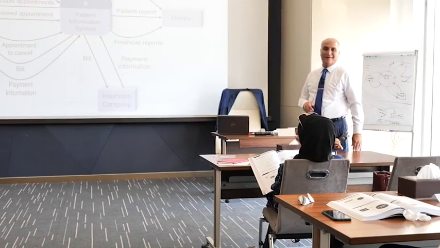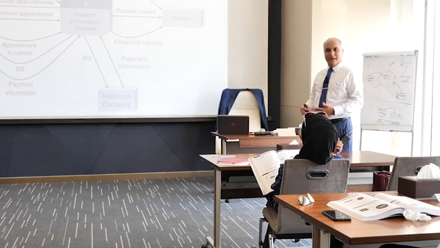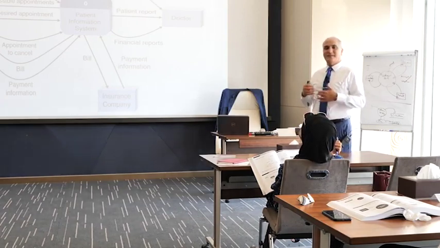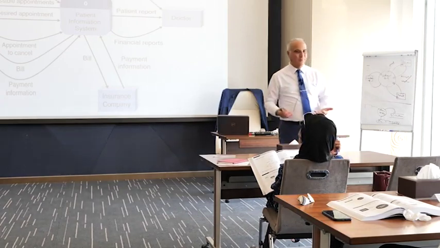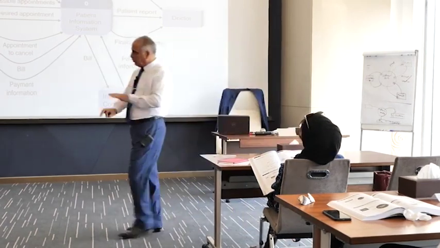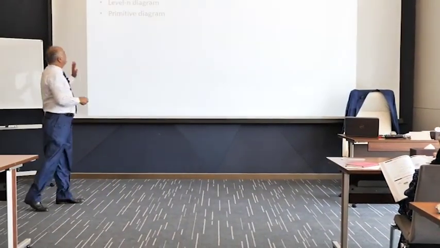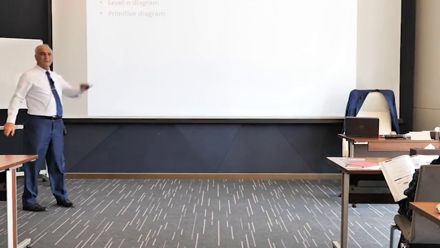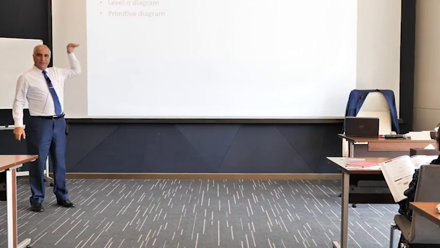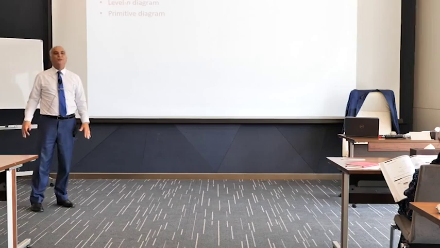This is a context level diagram, the same things but more descriptive, like this one. In this one we don't have files involved. This is the first level, the context level. We always start the data flow diagram with the context diagram.